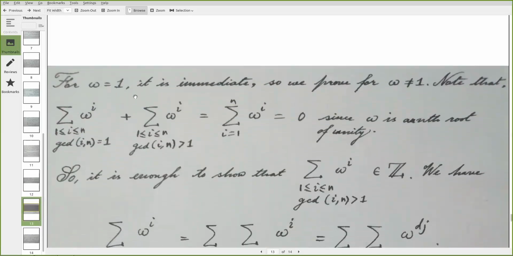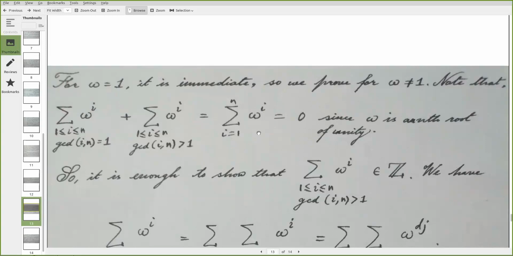For omega equal to 1, all the terms are 1, so we have nothing to prove. So we will prove it for omega not equal to 1. We are supposed to show this is an integer. Observe that if we add the terms where omega to the power i has the GCD of i and n greater than 1, then the sum happens to be the sum of all omega to the power i, where i ranges from 1 up to n. Basically, this sum is broken into two parts. In one part, you have precisely those i's which are coprime to n. In the other part, you have precisely those i's which are not coprime to n.